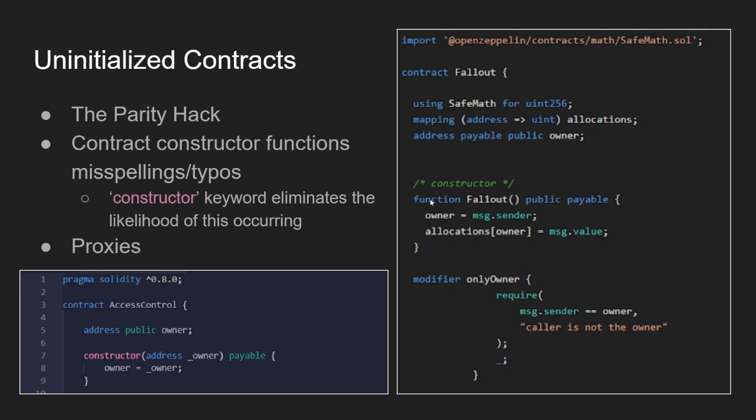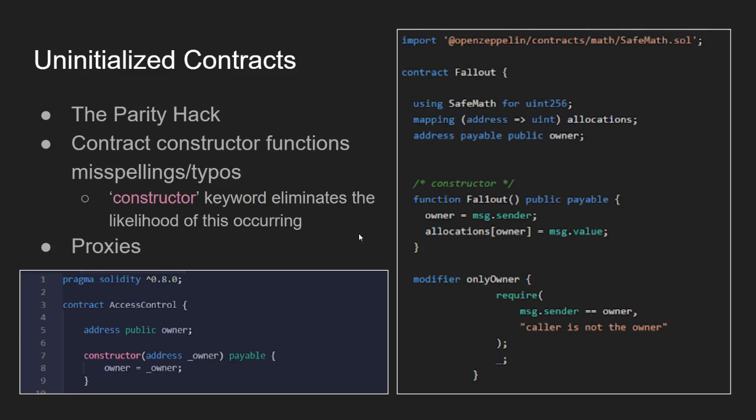Uninitialized contracts. So the parity hack was kind of an example of this, where the library that one of the parity multisig wallets was using hadn't been initialized. When someone calls the initialize, it makes them the owner. And so the hacker, I mean, he was kind of just a goofball, but he called that, he became the owner, and then he was able to kill the contract from there.